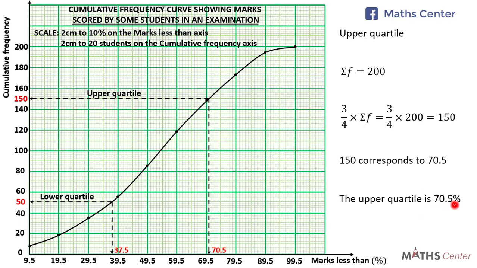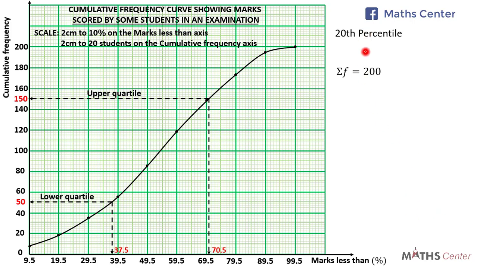Let's look at the next part of the question, which is we should find the 20th percentile. Remember, we learned that the nth percentile will be given by n divided by 100 times sigma f. Here we are finding the 20th percentile, so it means that n is 20. So the 20th percentile will be equal to 20 divided by 100 times sigma f. Sigma f is 200. 20 divided by 100 times 200 is 40. So the 20th percentile will occur at the 40th position.